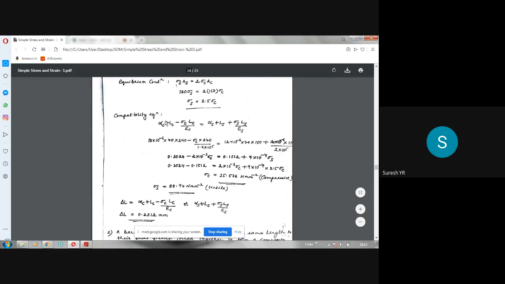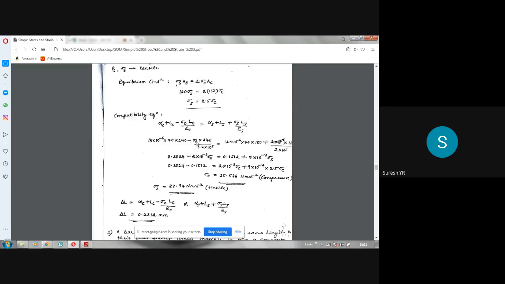This is the expression for delta L in terms of copper. This is the expression for delta L in terms of steel. So once again, if you substitute the known values, sigma C and sigma S will be unknown. Now we have two equations to solve for sigma S and sigma C. So substitute sigma S equal to 2.5 times sigma C in this and solve.